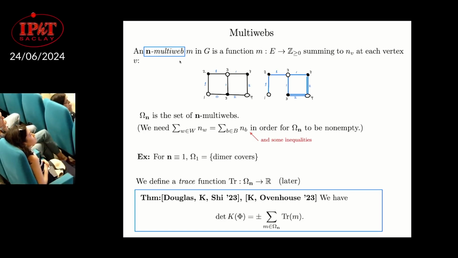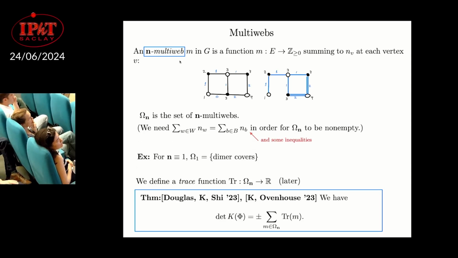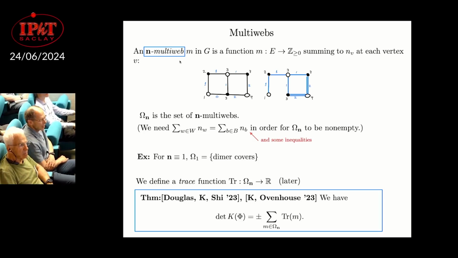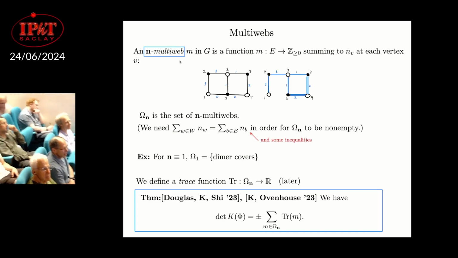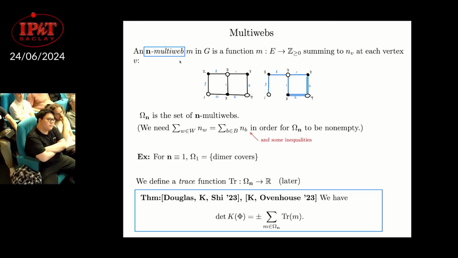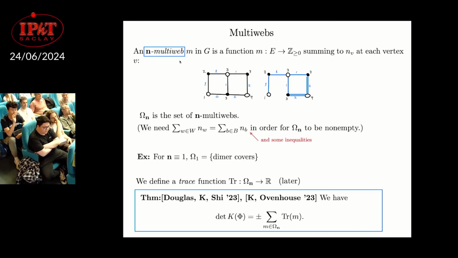That's a multiweb. And of course, if all the vertex multiplicities are 1, then a multiweb is just a dimer cover, because the sum around each vertex has to be 1, so each vertex participates in exactly one edge. So it does generalize the dimer cover situation.